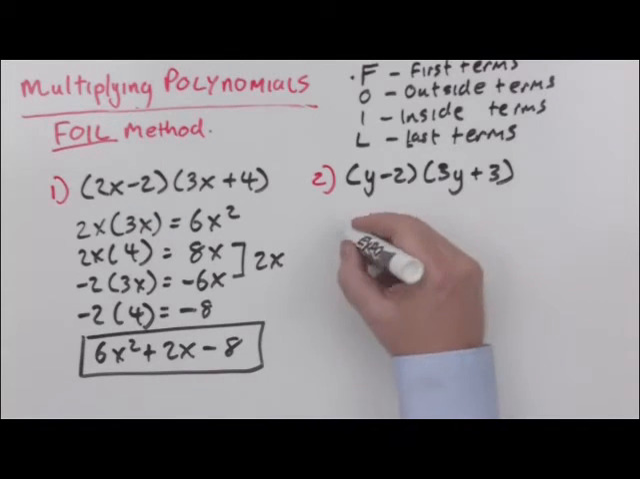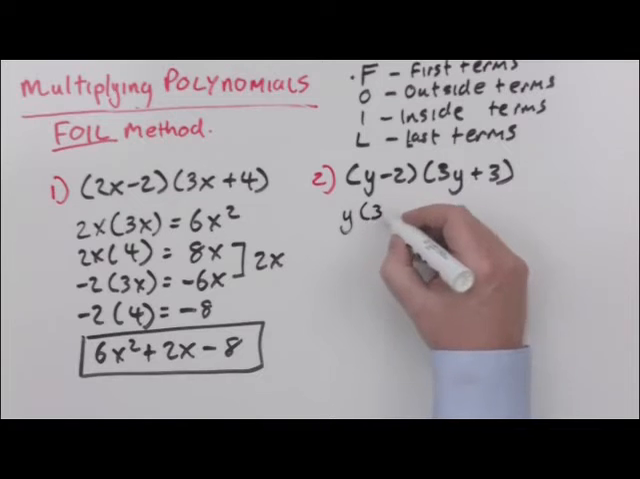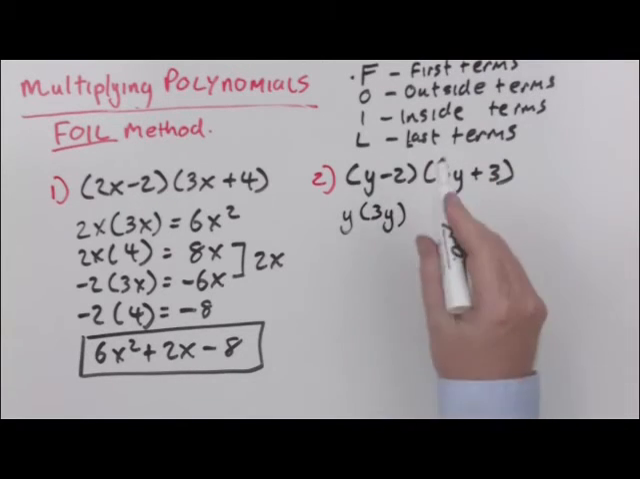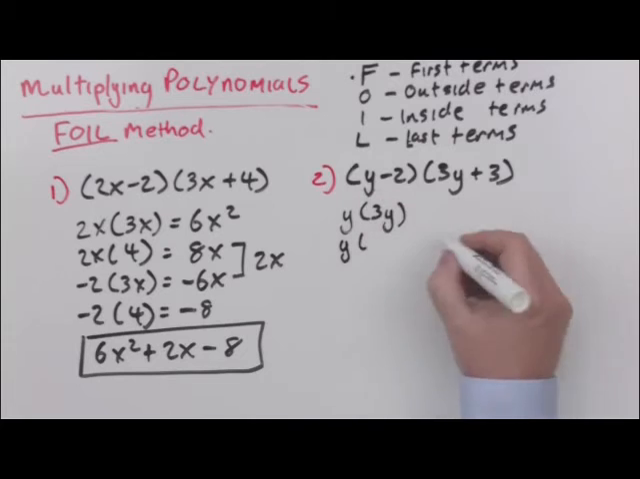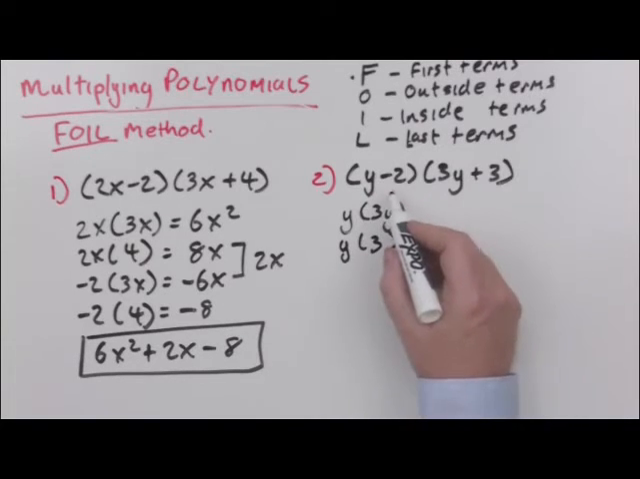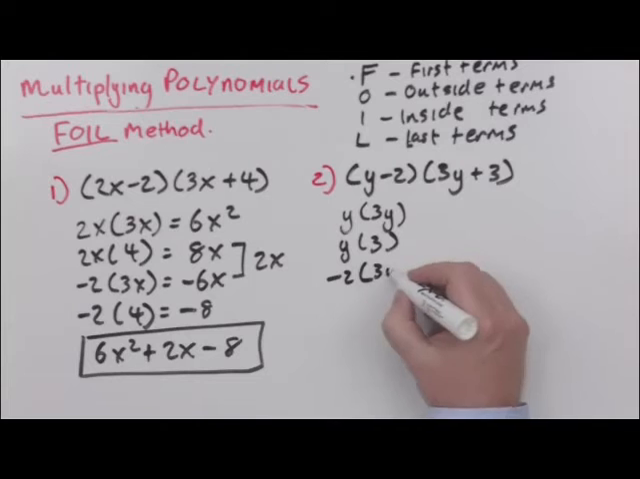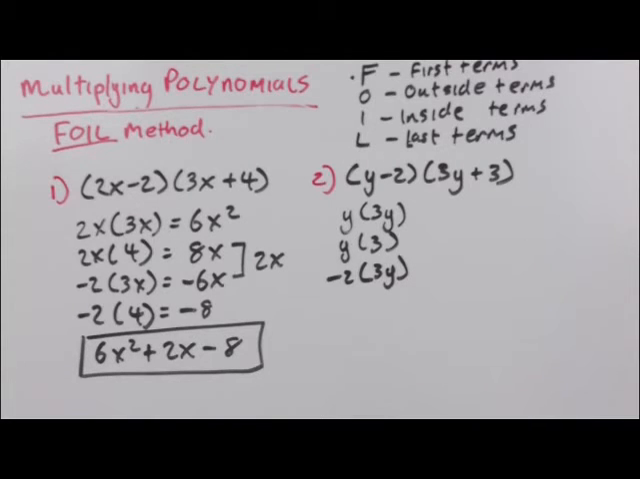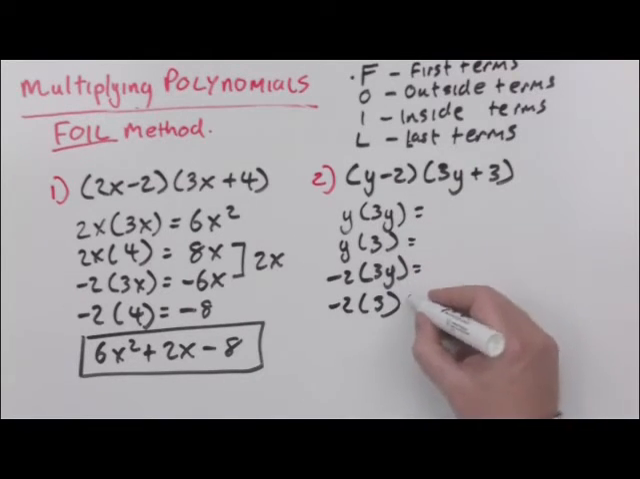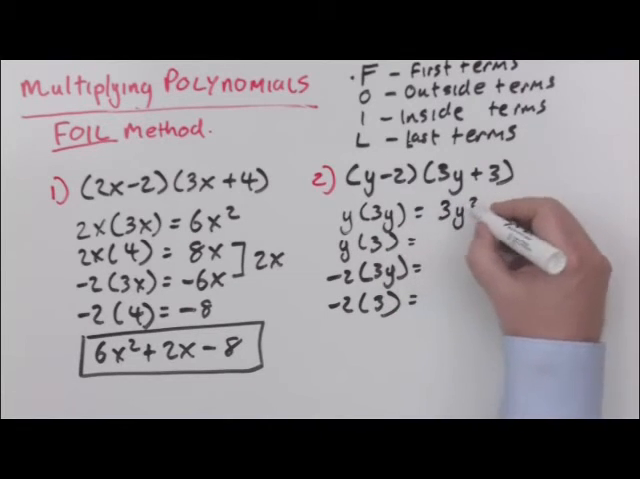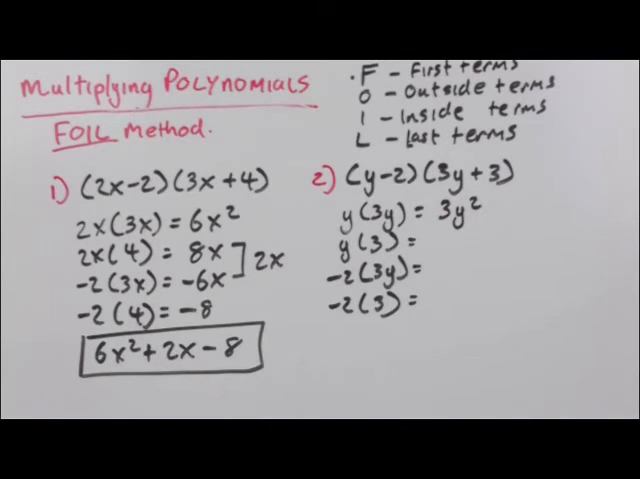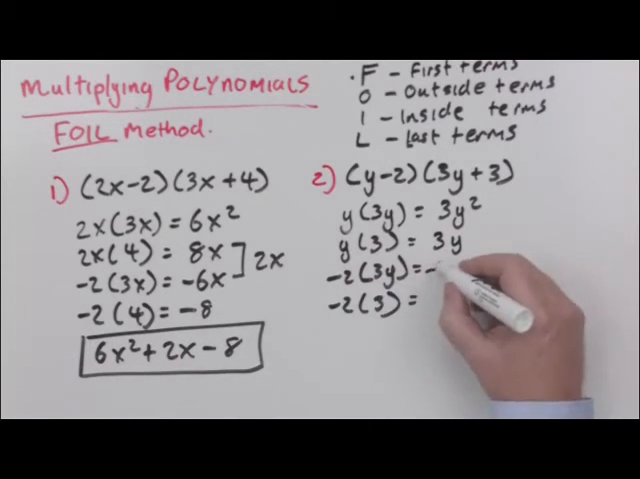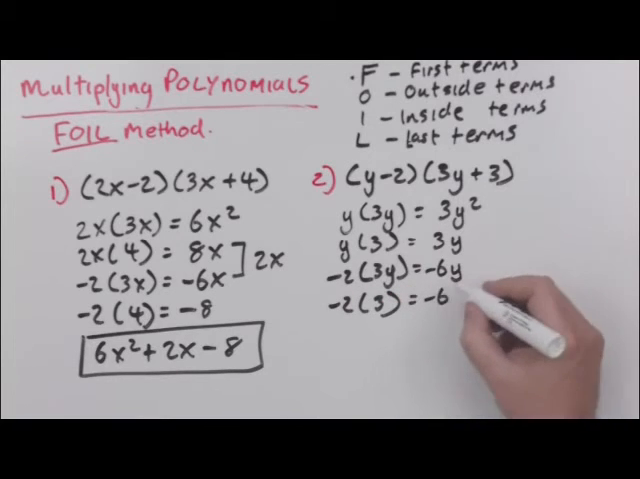Okay, the first terms are y times 3y. Then the outside terms, so that would be y times 3. The inside terms, negative 2 times 3y. And the last terms will be negative 2 times 3. Now multiply, y times 3y is 3y squared. Y times 3 is 3y. And negative 2 times 3y is negative 6y. And that would be negative 6.